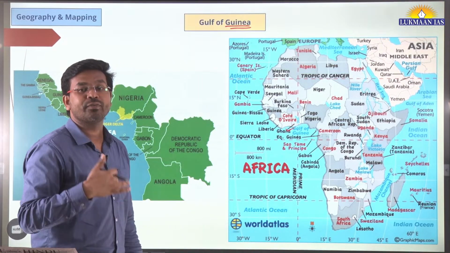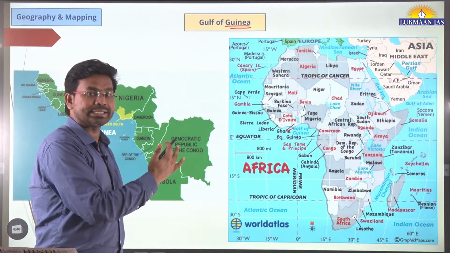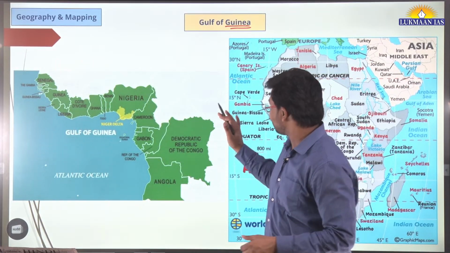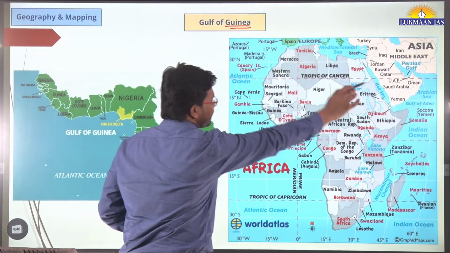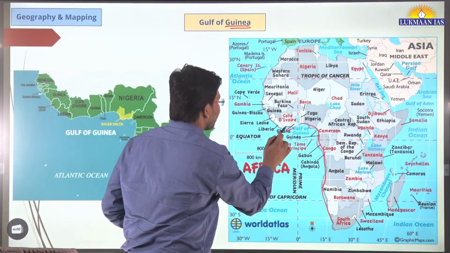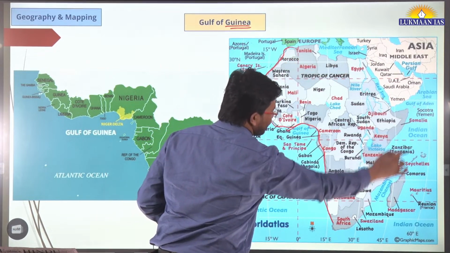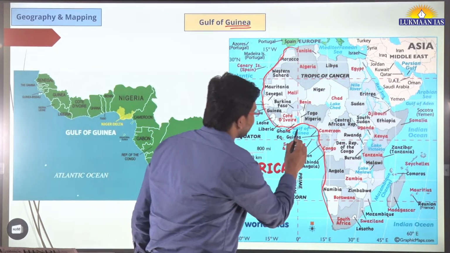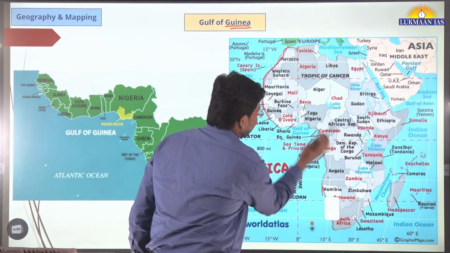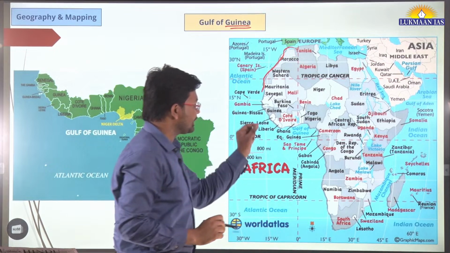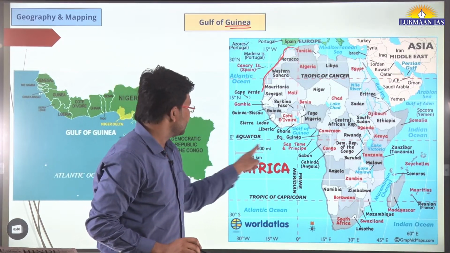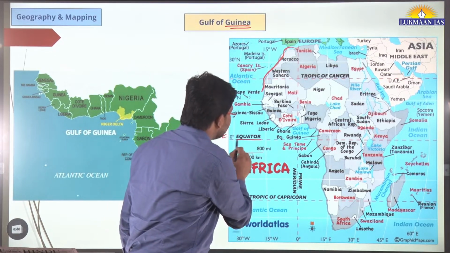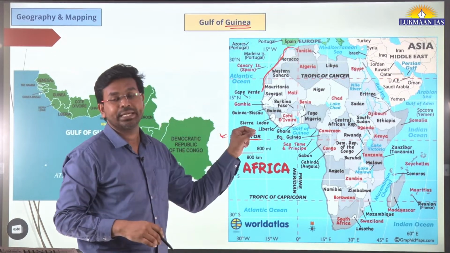When we talk about Gulf of Guinea, it is located on the western side of Africa. Let us say this is the map of Africa, as we can all see. To the west of Africa, over here, we have Gulf of Guinea. This Gulf of Guinea is just to the north of this particular line, which is the equatorial line. The equator is a line that passes through 0° latitude.